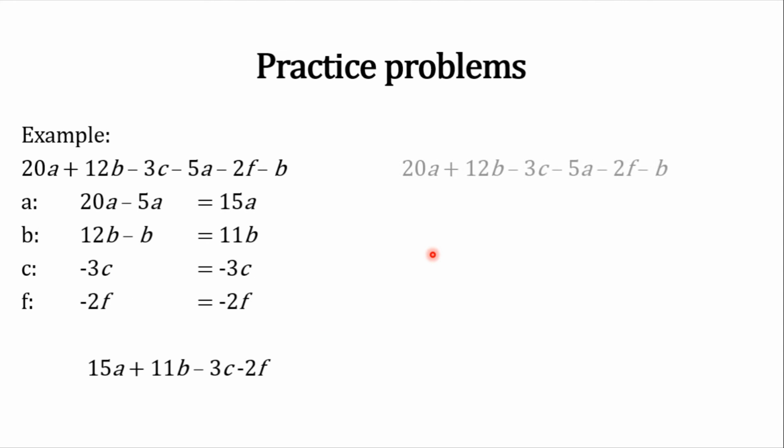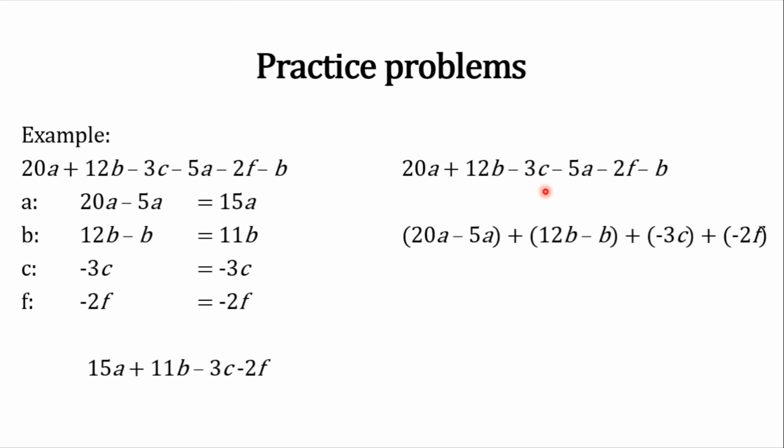Now in algebra, you should be a bit faster. We have 20a plus 12b, which is basically the same example as earlier. If you had to do it that way, it's kind of long, so you have to be faster. One way I do it, or what you can do as a practice, is use parentheses to separate terms which are the same. So 20a minus 5a, then plus 12b minus b. We're just adding everything and keeping the signs. So 12b minus b, plus negative 3c, plus negative 2f.